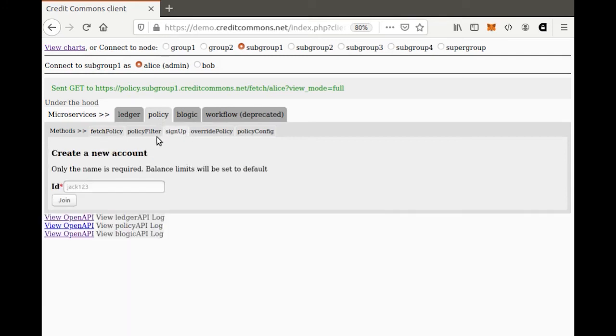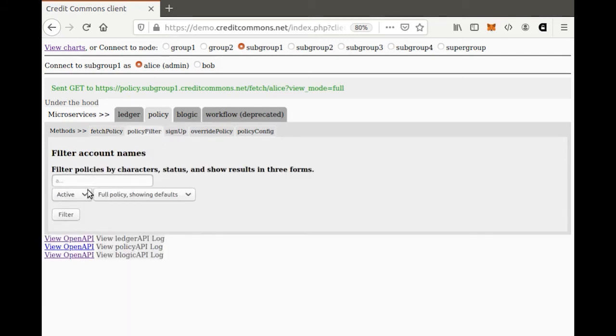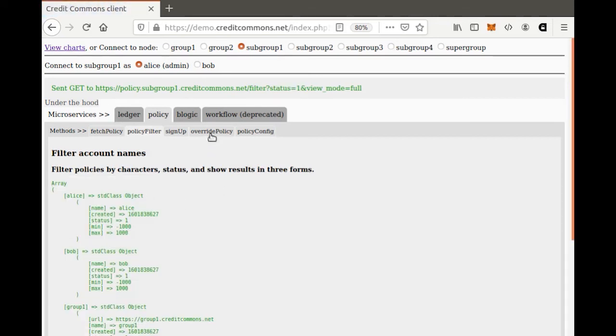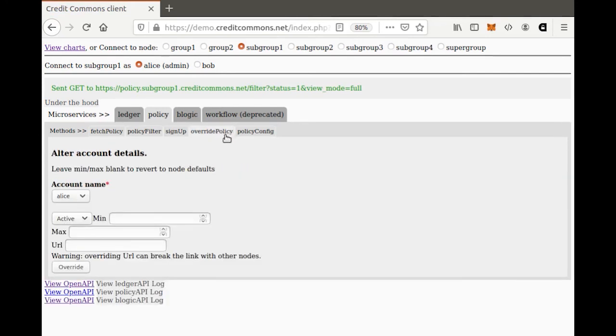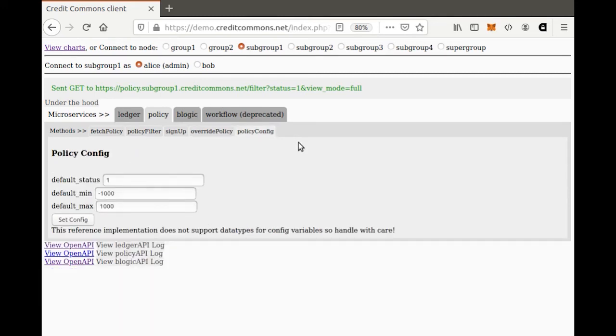Here's where you would create a new account. You could filter, you could get a list of all the active accounts on this node. Override policy would enable you to change the defaults for each account, and then there's a bit of config. Well, you set the defaults for each account there.